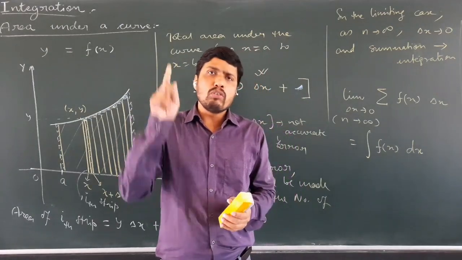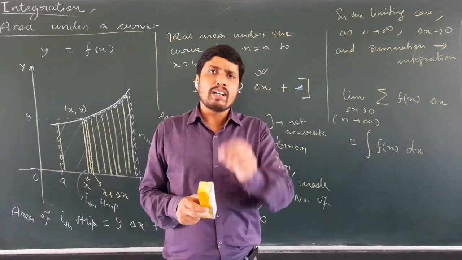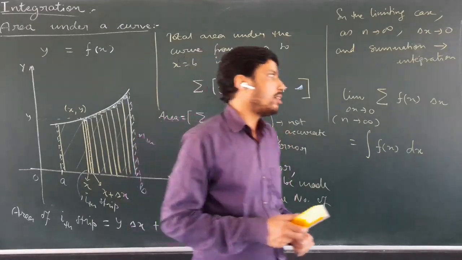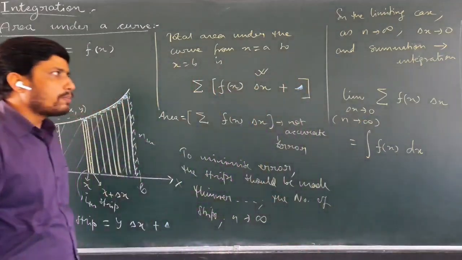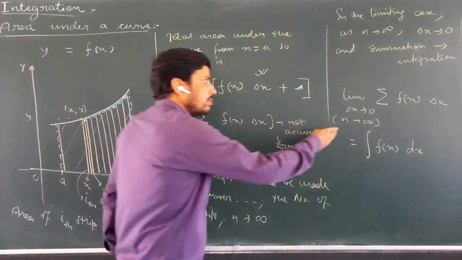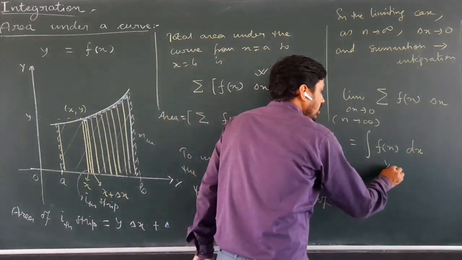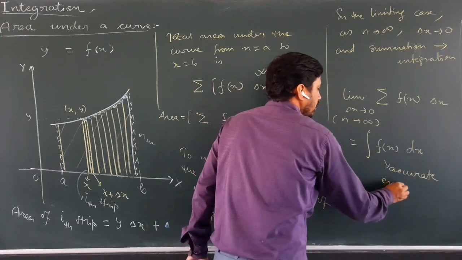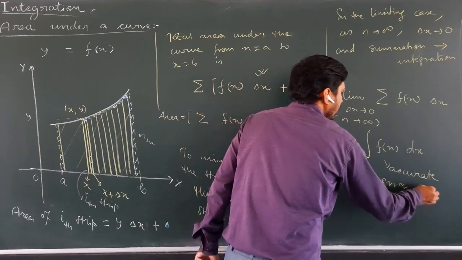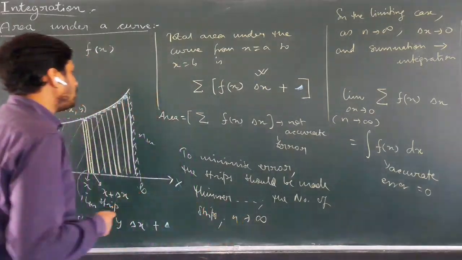In the limiting case, when we make a large number, when I say large number, make it infinity. When we make infinite number of rectangular strips, then delta x will tend to 0, that is thickness of each strip will become 0, number of strips become infinity, summation will be replaced by integration, and this becomes the accurate answer. The error will be 0. Error in what? Error in computing area. Why will error be 0?